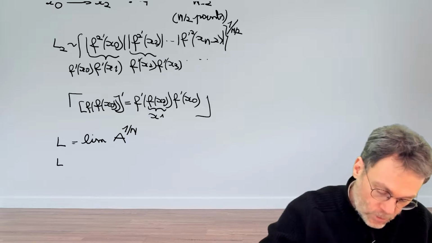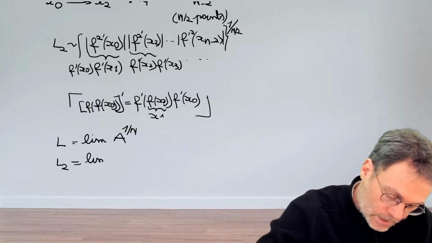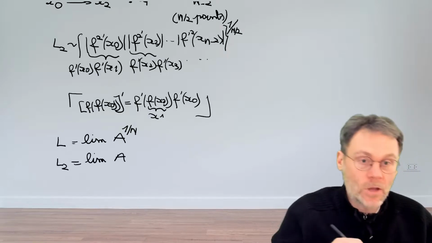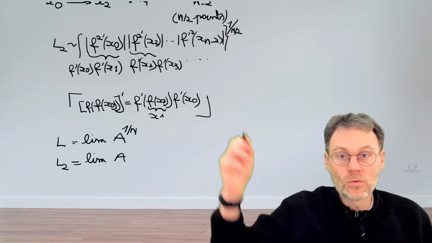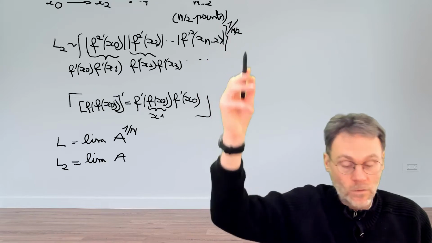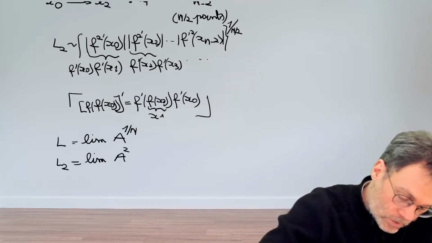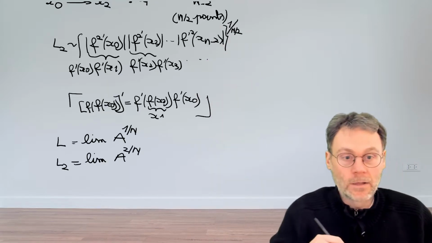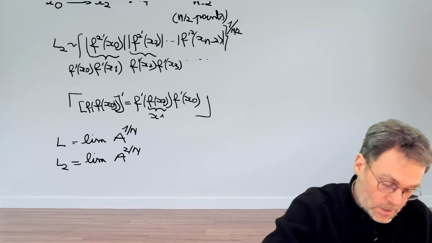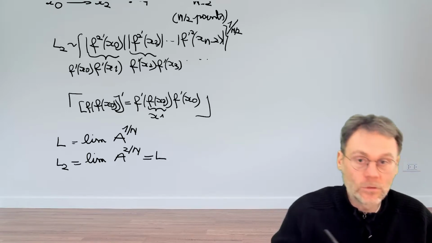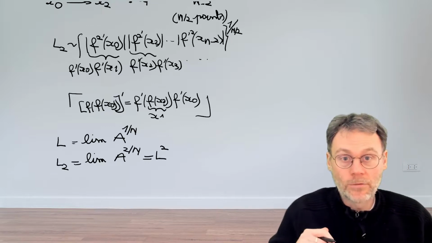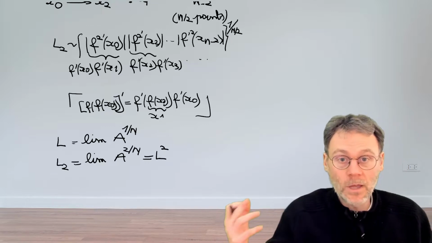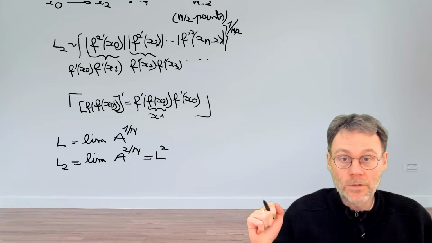The Lyapunov number of the compound map is, again, the limit of the same stuff between curly brackets, but this time we raise it to the power 1 over n over 2. So that's raised to the power 2 over n. So here we can clearly see that the Lyapunov number of the compound map is just the square of the original Lyapunov number.